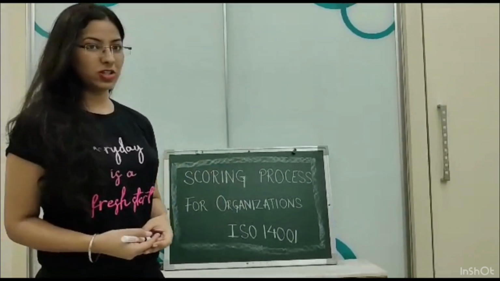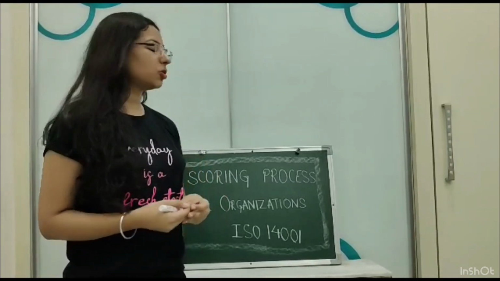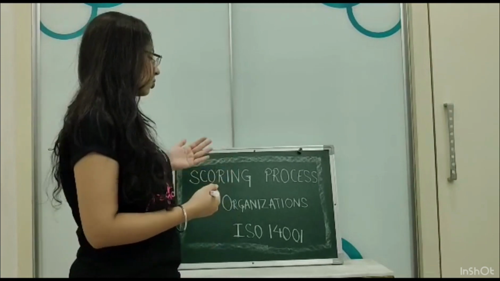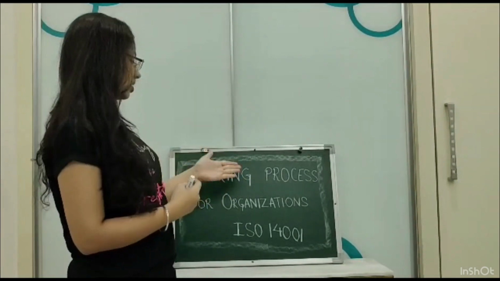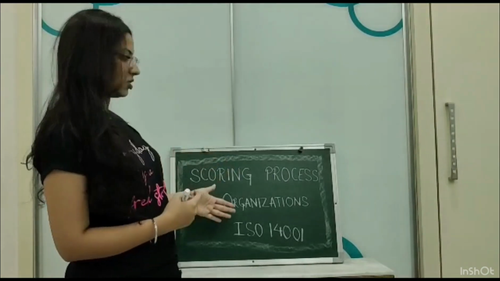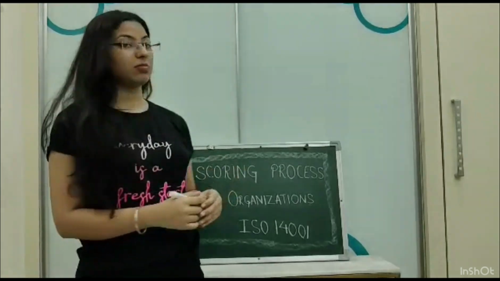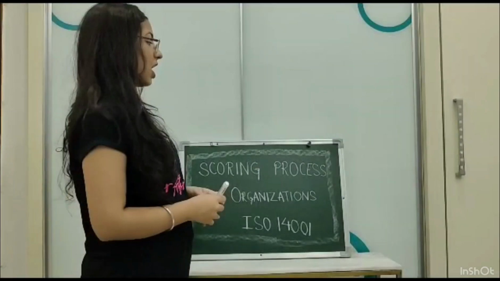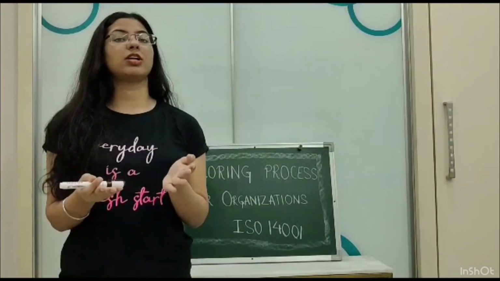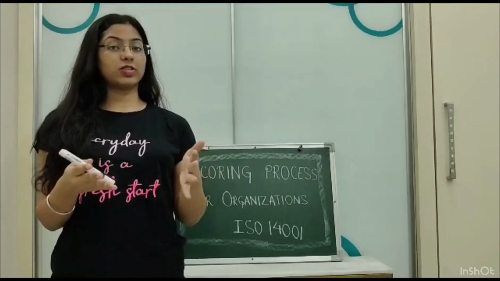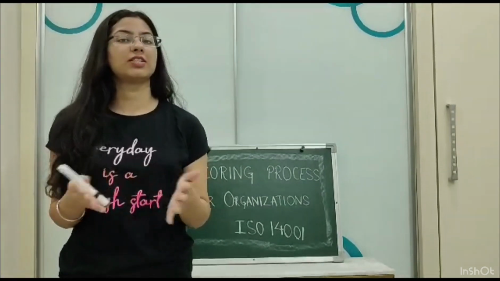In my last video we saw what ISO 14001 is and its basic steps. So through this video we are going to see the scoring process, which is the continuation of the last video. The scoring process for the organizations in ISO 14001 can be done in all organizations. We'll see how the scoring process is done through an example of the footwear industry, how it is useful, and how it benefits the organization. So let's just start the video.